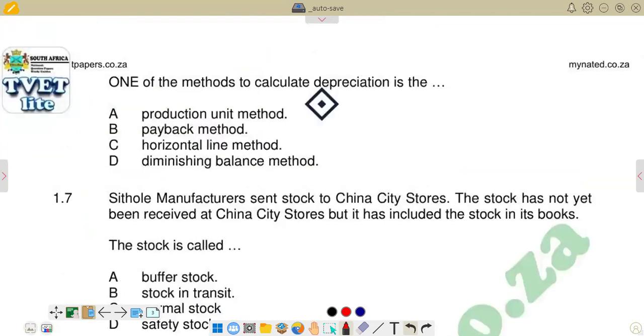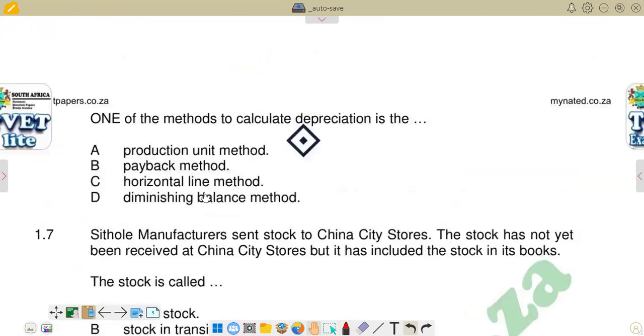One of the methods to calculate depreciation is, remember, there are two main methods that we have to calculate depreciation. We've got the straight line method, or the cost method, as the first one. And then we also have the diminishing balance method, or the reducing balance method. Those are the two main, although we have other methods that we can use. So D becomes the most appropriate that we have there.